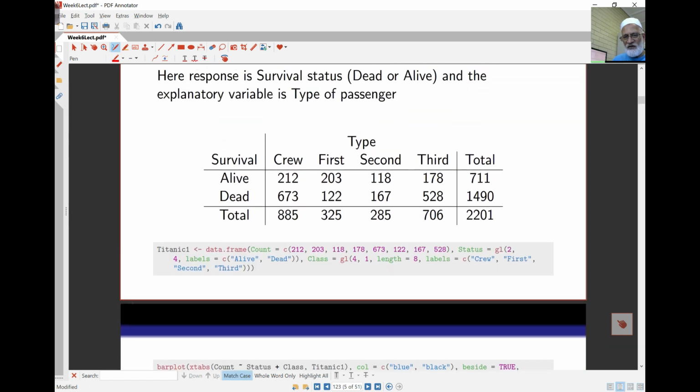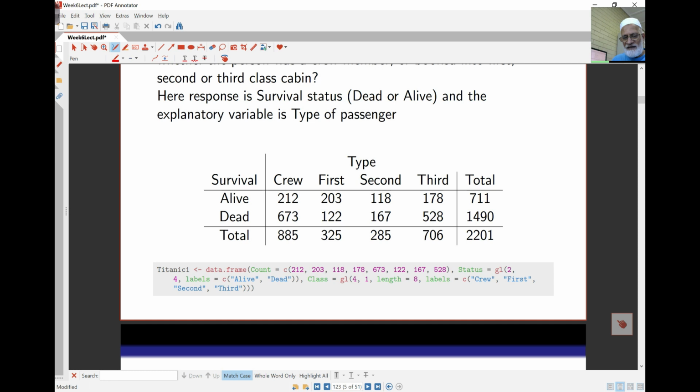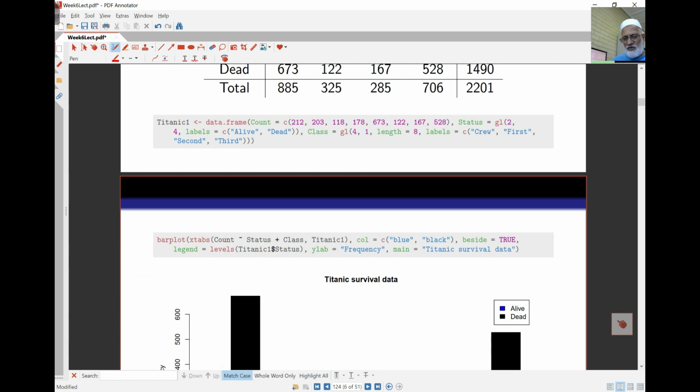So here's the data frame. You can see how we went to this in here. We've got the counts in one column essentially, and the status here we generated, 2 to 4, labels as alive or dead, and so the gl here will give you 2 levels, but repeated 4 times. So alive 4 times and dead 4 times. And the class here is with the labels here for the type, which is crew, first class, second and third. So have a look at that code and see whether you can understand it and see whether it produces the data for you.